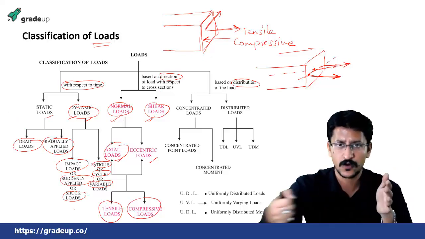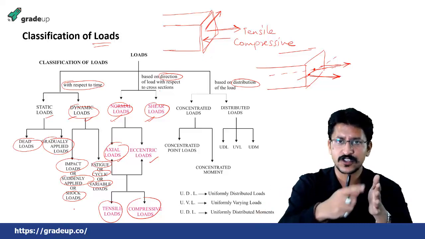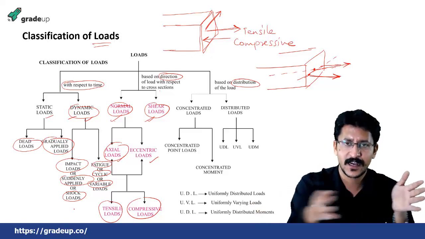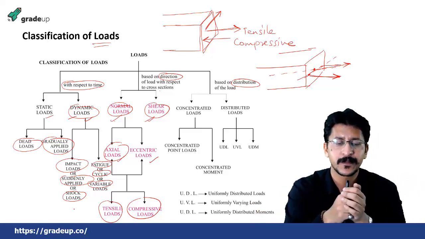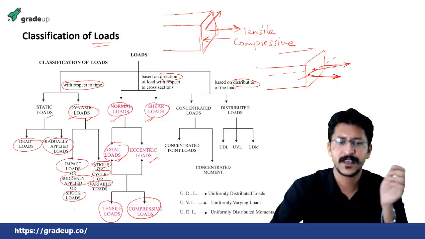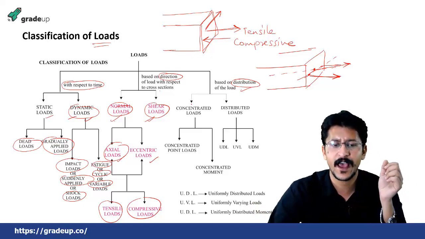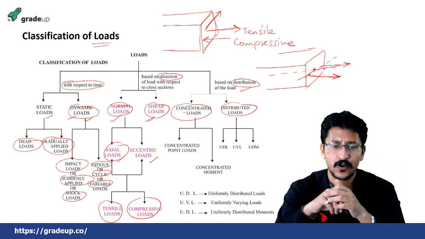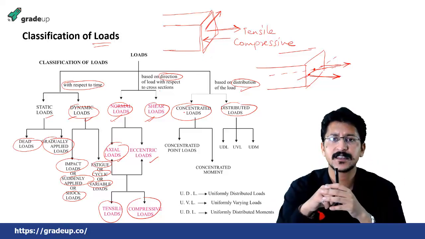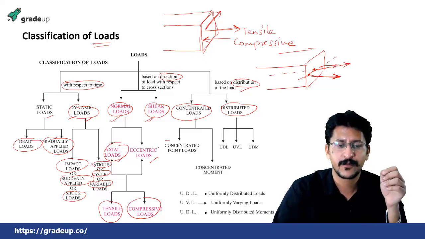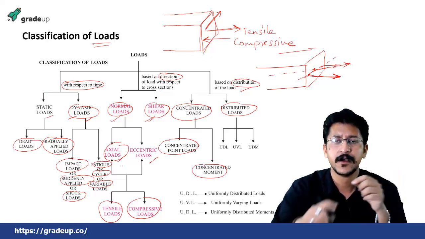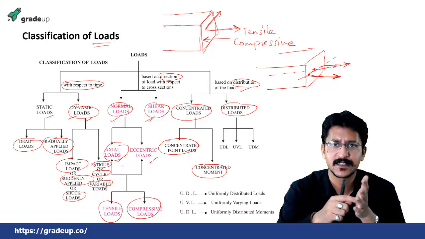Tensile load means out of the surface or out of that cross sectional area, or into that surface, that is compressing, that is known as a compressive load. Then based on the distribution of load, we have the concentrated loads and the distributed load. Concentrated load means that they are concentrated at a single point. The concentrated point load or the concentrated moment means they are concentrated at a single point.